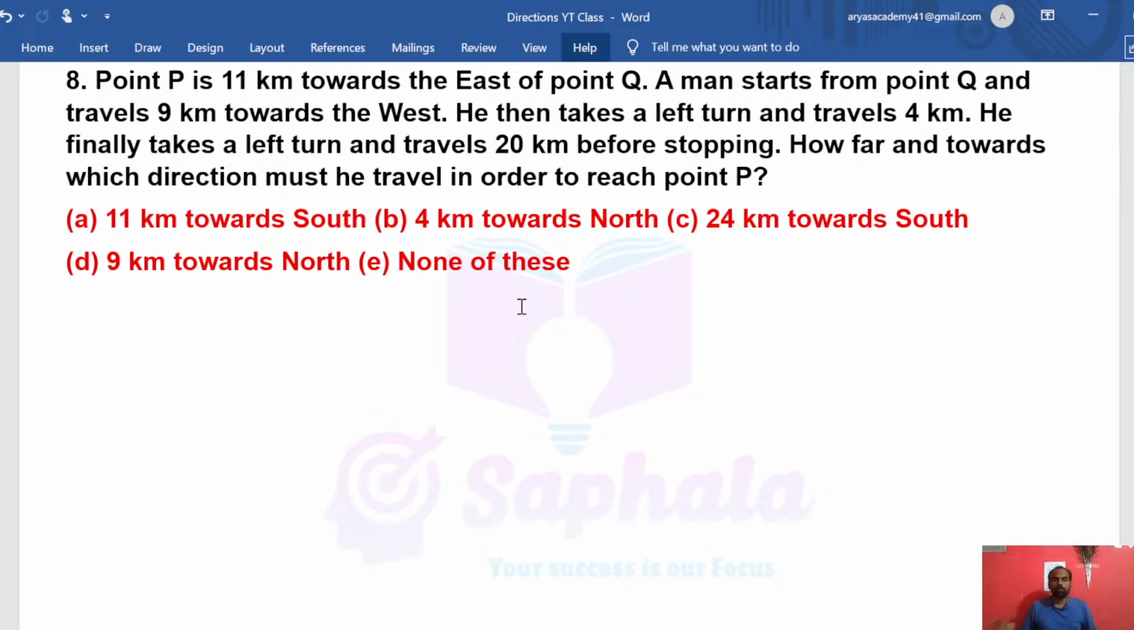Point P is 11 kilometers towards the east of Q. A man starts from Q and travels 9 kilometers towards west. He then takes a left turn and travels 4 kilometers. He finally takes a left turn and travels 20 kilometers before stopping. How far and towards which direction must he travel in order to reach point P?